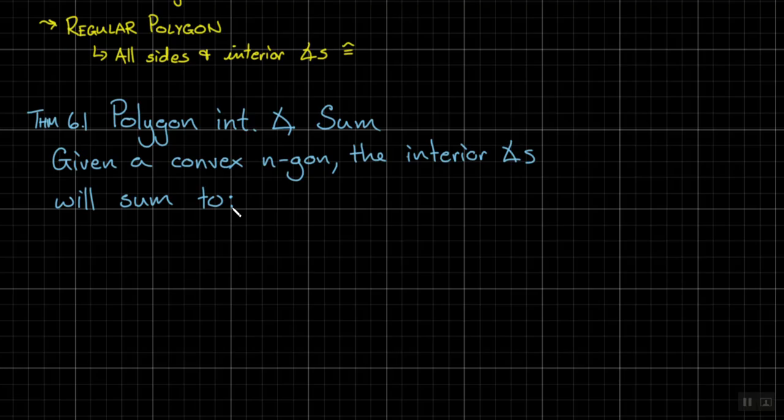If I have an n-gon, how many triangles did it take? N minus 2 of them, and each of those n minus 2 triangles has how many degrees? 180. So check it out. It's super straightforward. N minus 2 times 180 degrees every single time.